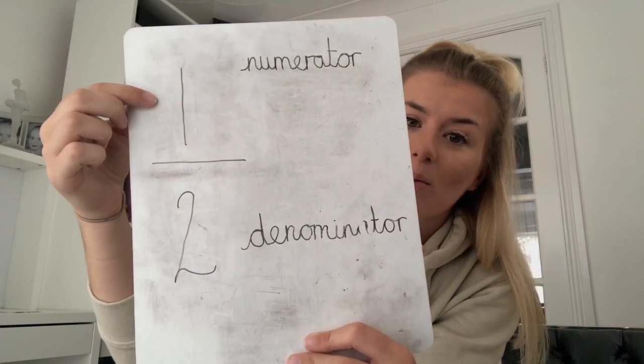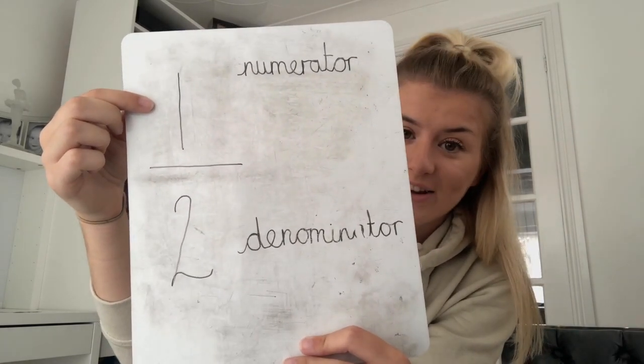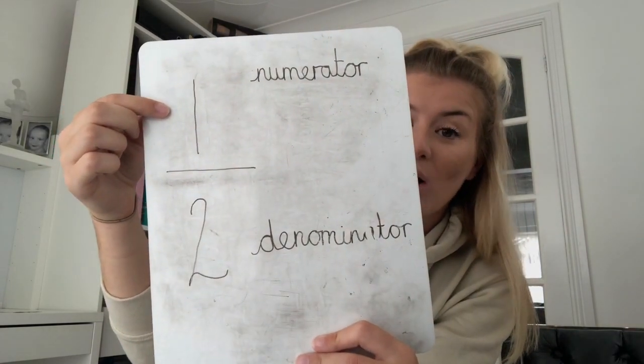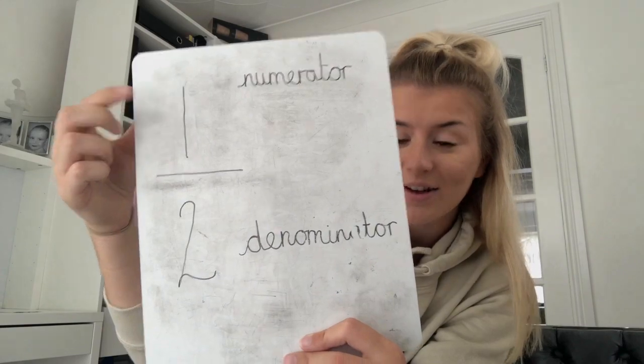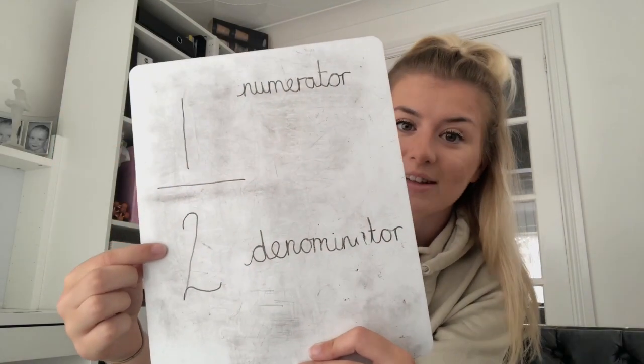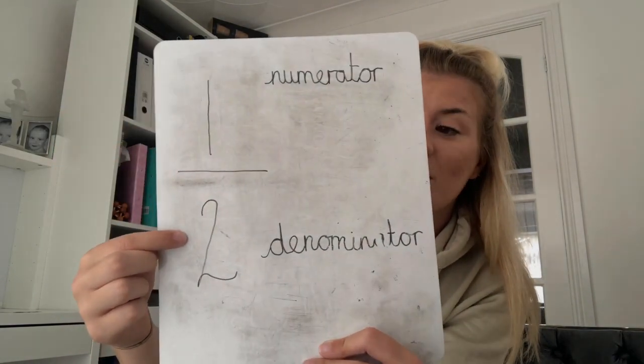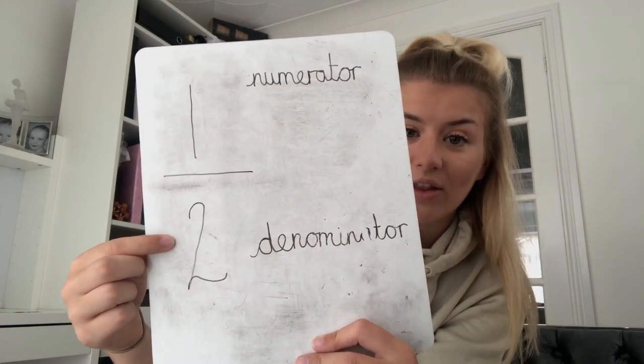Okay, now the top number is called the numerator, and the numerator tells us how many parts that we need to look at. Okay, the denominator, the bottom number, is how many parts we have all together.